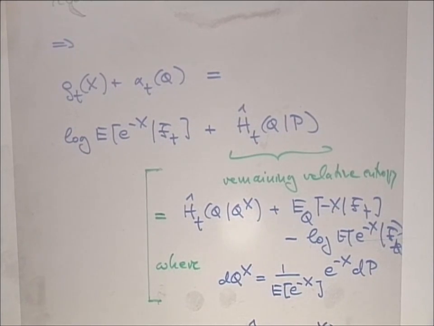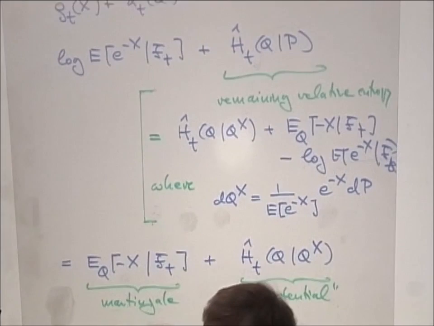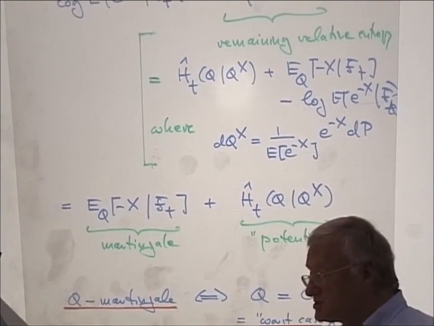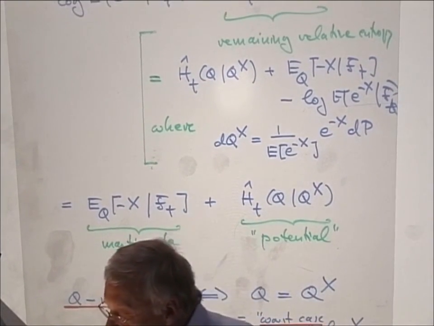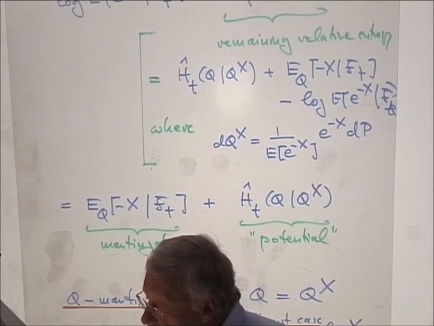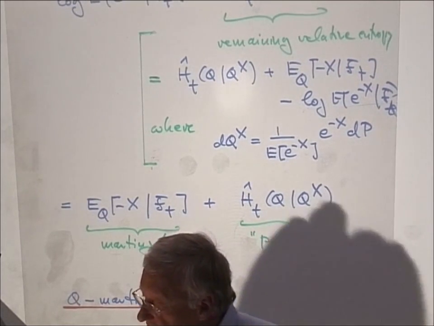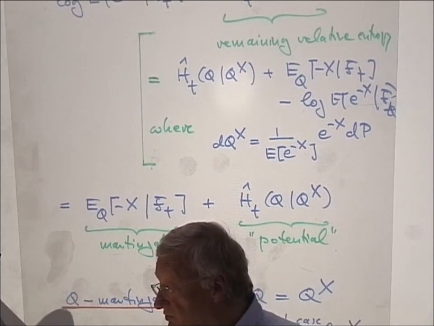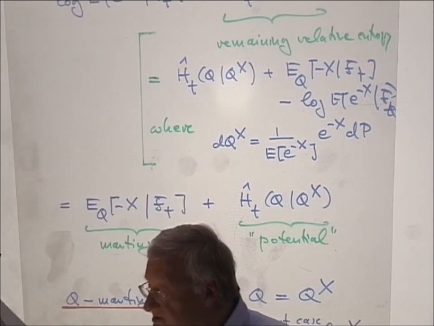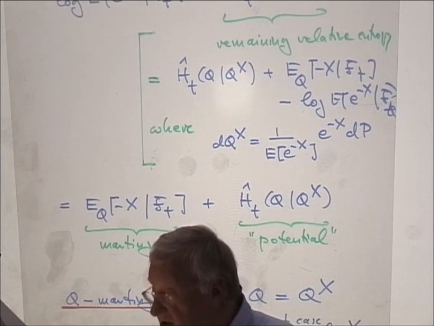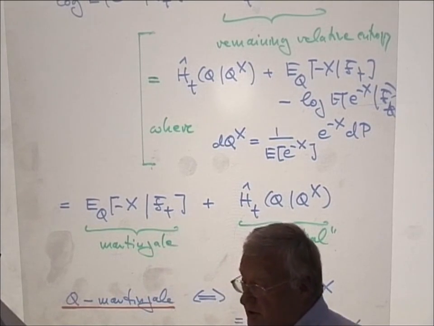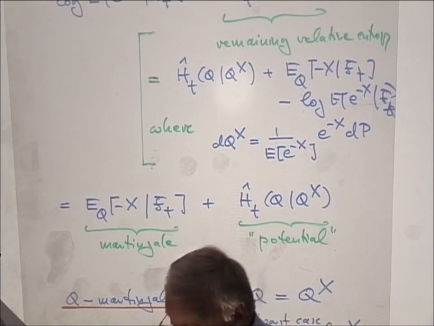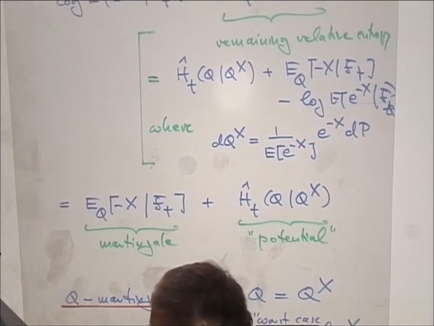And this will be a supermartingale going down to 0, so a potential in the jargon of martingale theory. And the whole thing is a Q martingale if and only if this term drops out. And that means if and only if Q is exactly this worst case measure Q_x, worst case for the position x, where I'm right now testing the supermartingale property.